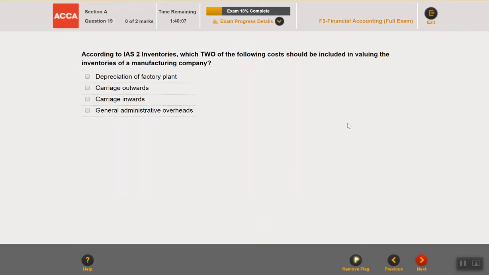19. According to IAS 2, inventories, which two of the following costs should be included in valuing inventories of manufacturing company? Depreciation of factory, yes, factory cost, production cost. Carriage outwards, no, it comes after we sell it. Carriage inwards, yes. General administration, no. So remember, every expenditure incurred on bringing the asset to its present location and condition. That includes carriage inwards, that includes production costs.